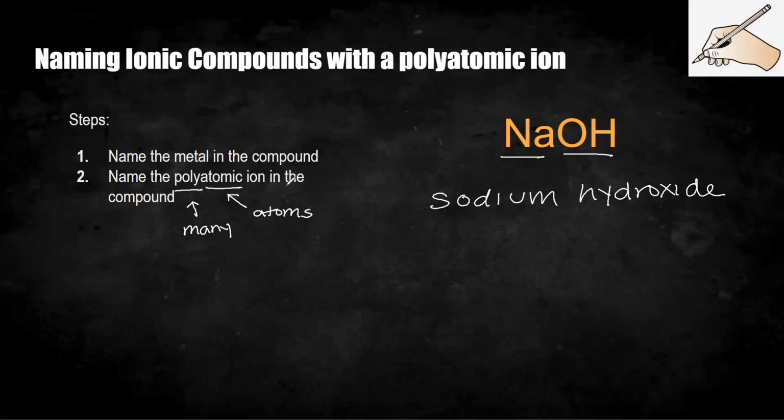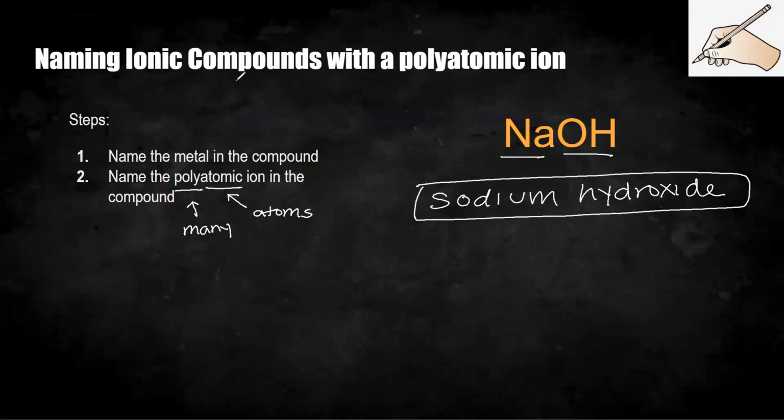Notice the difference when we have a polyatomic ion: we don't change the ending to "ide." All that is left is naming it as sodium hydroxide, just the name of the metal and then the name of the polyatomic ion. I hope this helps, and I look forward to discussing this with you all in class.